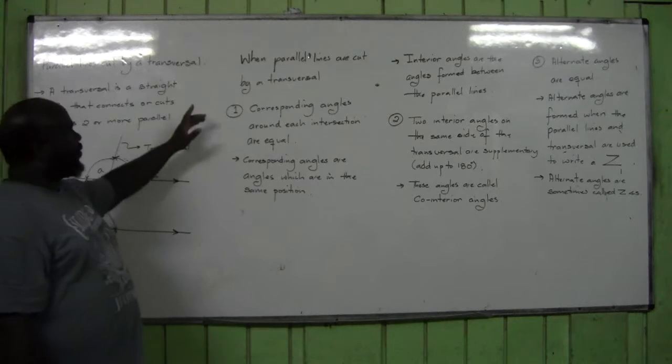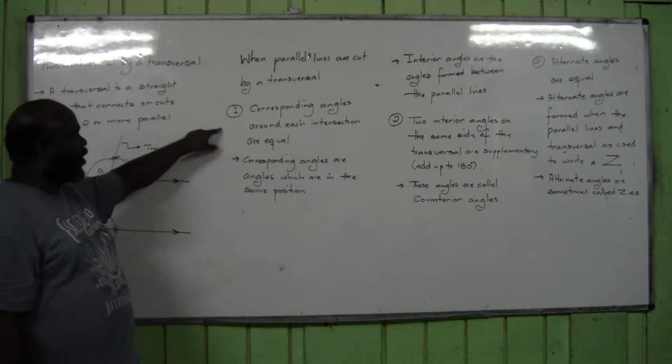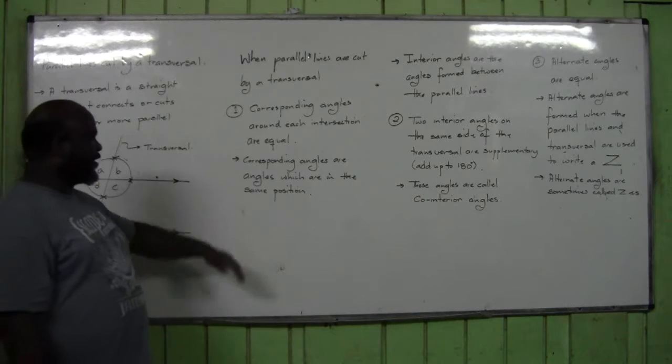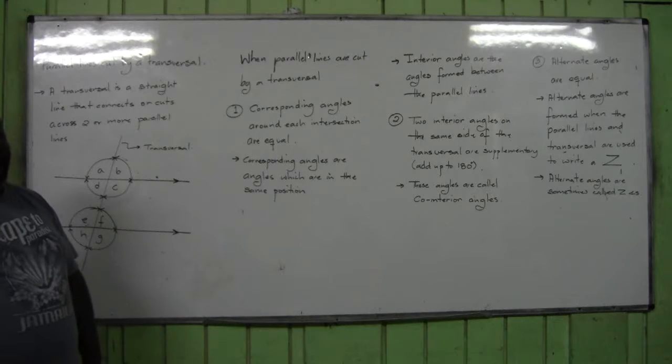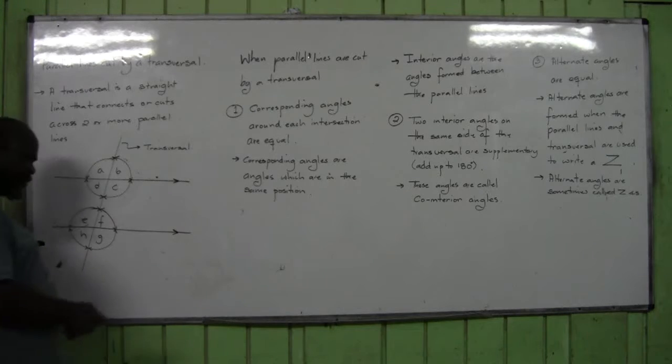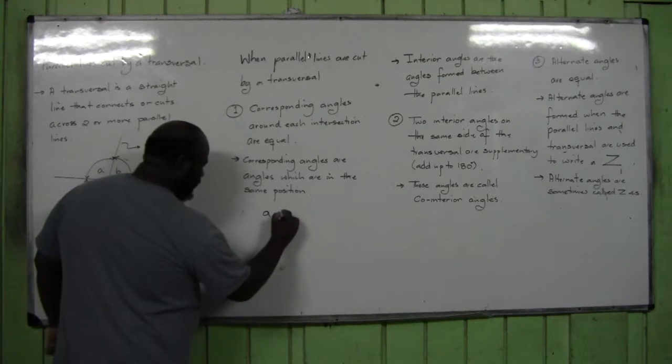Number one, when parallel lines are cut by a transversal, corresponding angles around each intersection are equal. Corresponding angles are angles which are in the same position. Would you agree with me if I say that A is the top left angle? A is at the top and it's to the left. Which angle down here is in the same position? E. So I could say that A is equal to E.